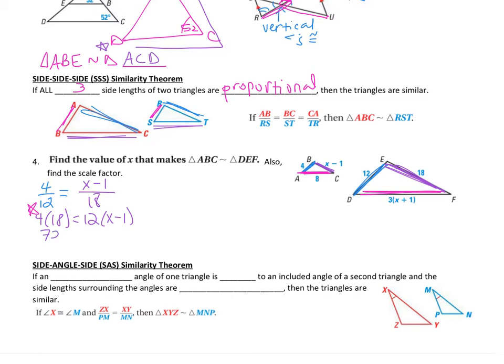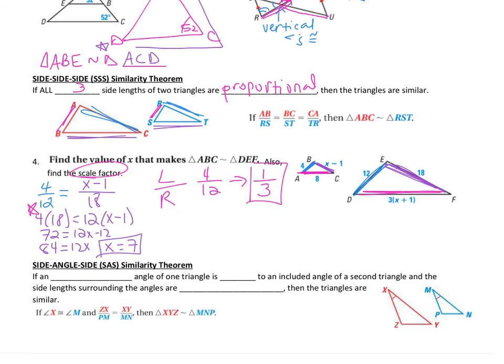You should have gotten 72 equals 12x minus 12. When you add the 12 over to the other side, you would get 84 equals 12x. So x equals 7. And if you wanted to, you could plug it back in and find out what the lengths of those sides are going to be, but that's not what this question is asking. It does ask, though, for the scale factor. So if we go left over the right, that would be our 4 over our 12, and we could reduce that down to just 1/3 for that scale factor.